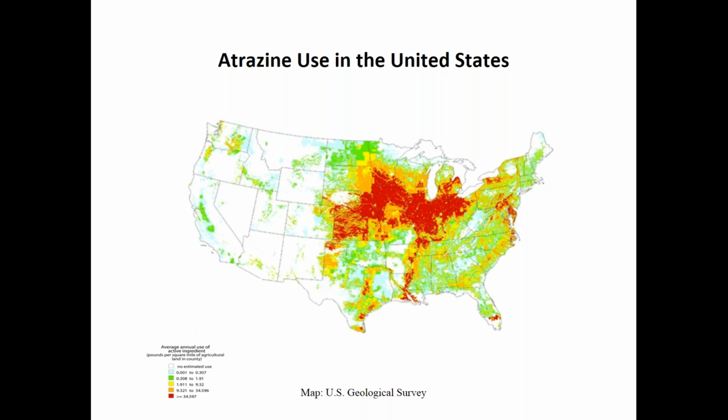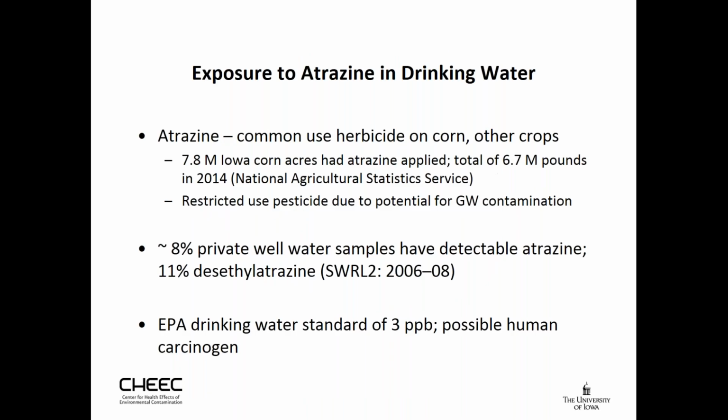You can see in the central Midwest part of the country, the Corn Belt, the red area indicates that the average annual use is over 34.5 pounds per square mile. So lots and lots of atrazine is used in Iowa, Illinois, Indiana, in the corn growing area. Again, atrazine is a common use herbicide. The information from the National Ag Statistics Service for 2014 showed that about 7.8 million Iowa corn acres had atrazine applied at a total of 6.7 million pounds across those acres.